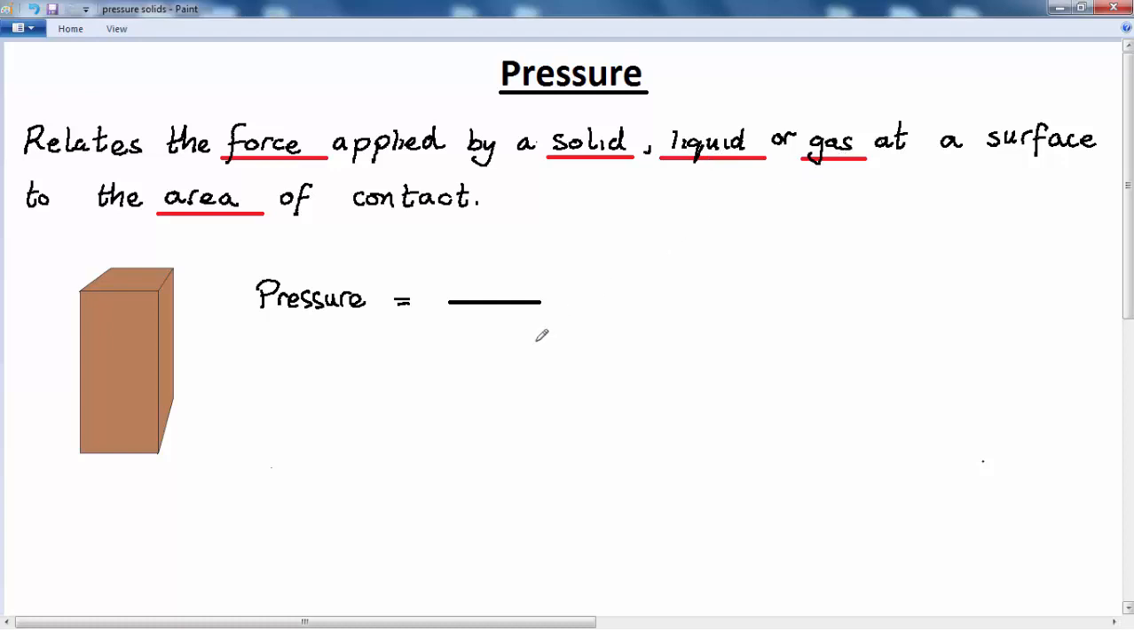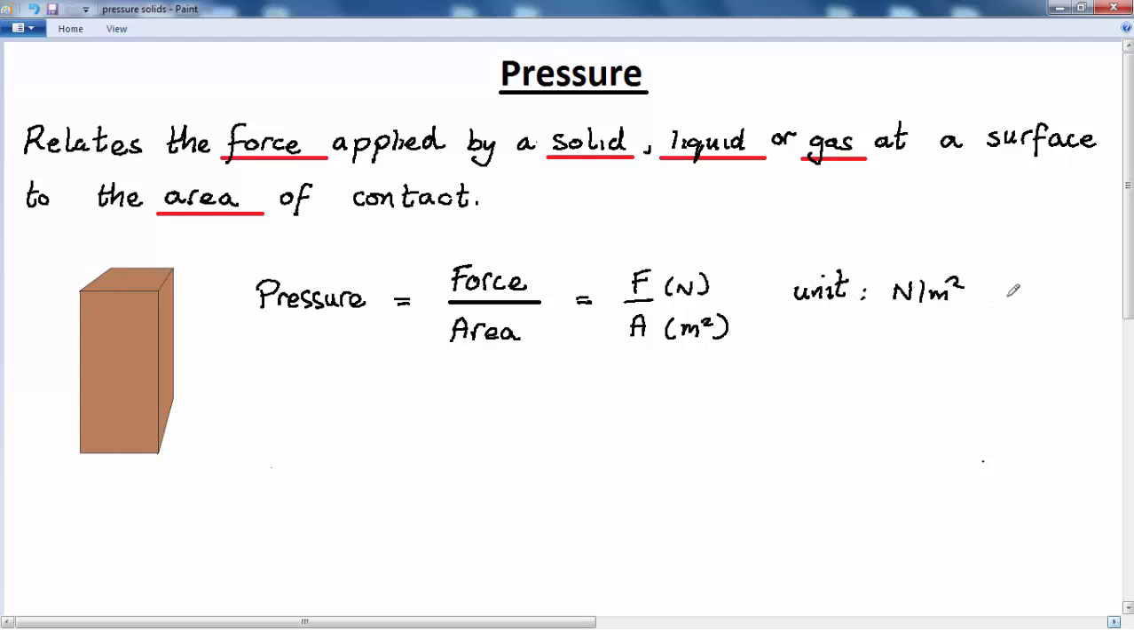that's to say liquids or gases. So first of all, what we say is that the pressure is equal to the force exerted by a solid divided by the area of contact. So we can write pressure is equal to F divided by A, where force is measured in newtons and the area in this particular case is measured in meters squared. So we can say that the unit for pressure is the Newton per meter squared.